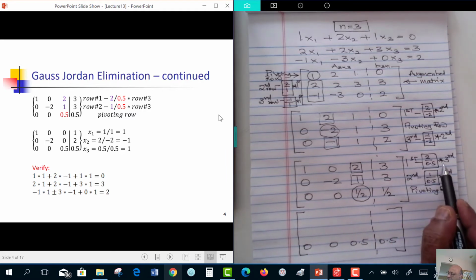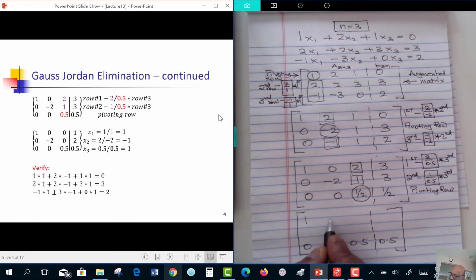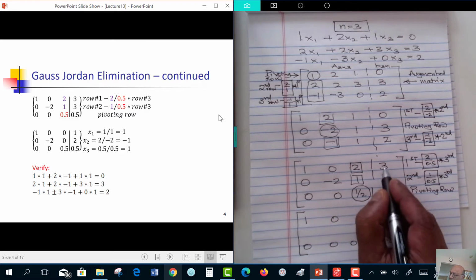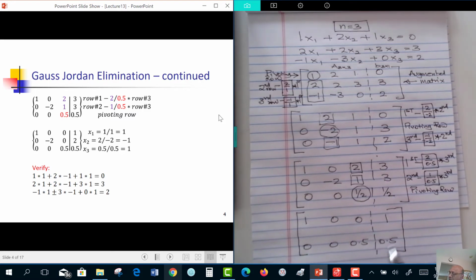From first row, we are going to subtract 4 times the third row. Here we are going to subtract 2 times the third row from second row. 3 minus 2 times half. So you can see we got a diagonal matrix, B prime.